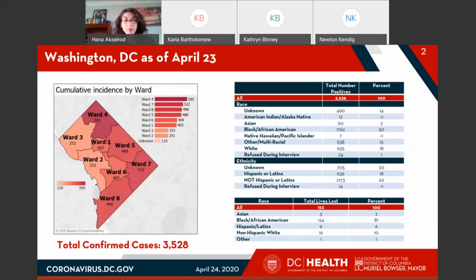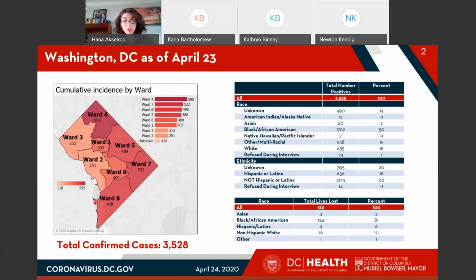This is from the mayor's update briefing last week. It is a slide showing incidents by ward, as well as a breakdown by race and ethnicity in the District of Columbia. The most dramatic finding on this slide is that African Americans are about half of the population of DC and represent about half the cases we're seeing. However, the mortality rate is higher, and they represent the hardest hit group in DC in terms of mortality, with 81% of deaths so far.